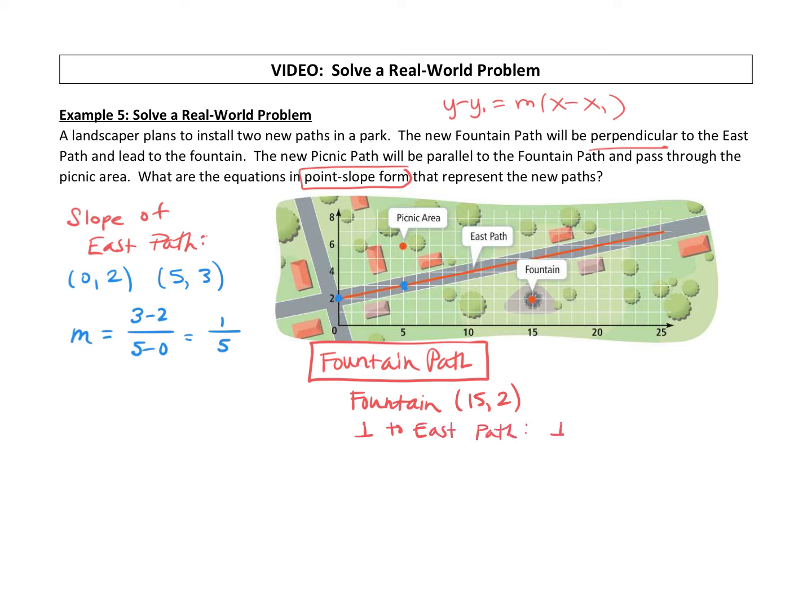what we need to do is find the perpendicular slope. So if the east path has a slope of 1/5, we want the opposite reciprocal. Flip that, change the sign, we get -5. And then to write an equation, we've got our ordered pair. Here's our x1, y1, and we have our slope. So we're just going to plug right into this point-slope form I put up at the top. y minus our y1, which is 2, equals our slope, -5, times x minus our x1, which is 15. And they said point-slope form, there it is. We don't have to do any further solving.